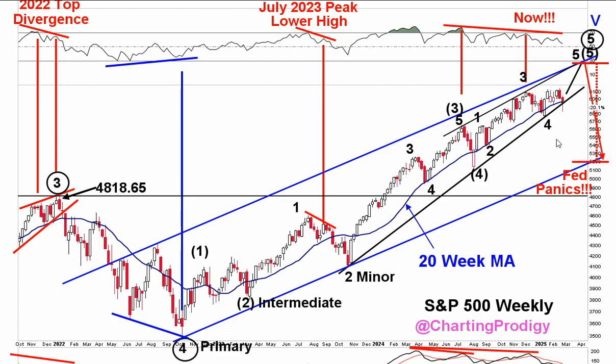We don't have that right now. We're slightly taking out the 20-week right here, but the RSI is not below 50. The RSI has been above 50 ever since the 2023 low. And we triggered a 20-50 buy signal there. We got back above the 20-week moving average after the sell-off there, and we got back above the 50 level, and we've been there ever since.